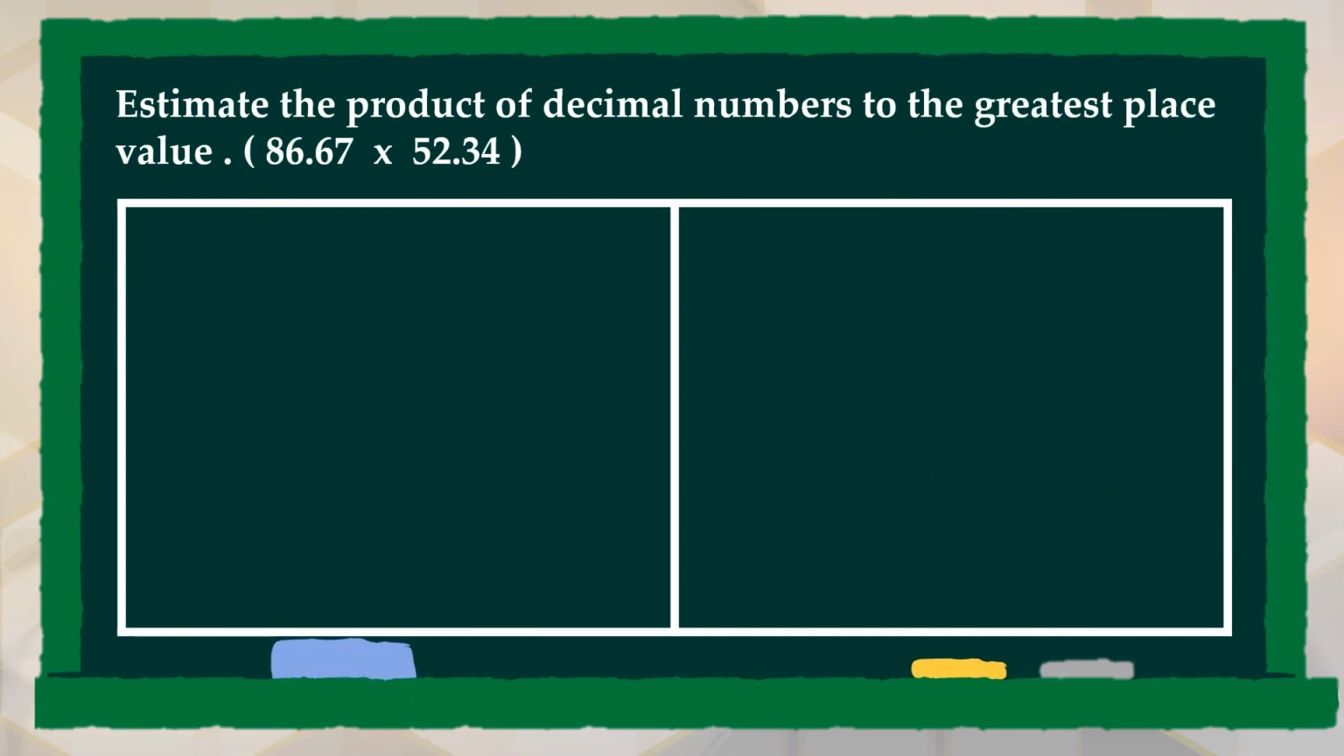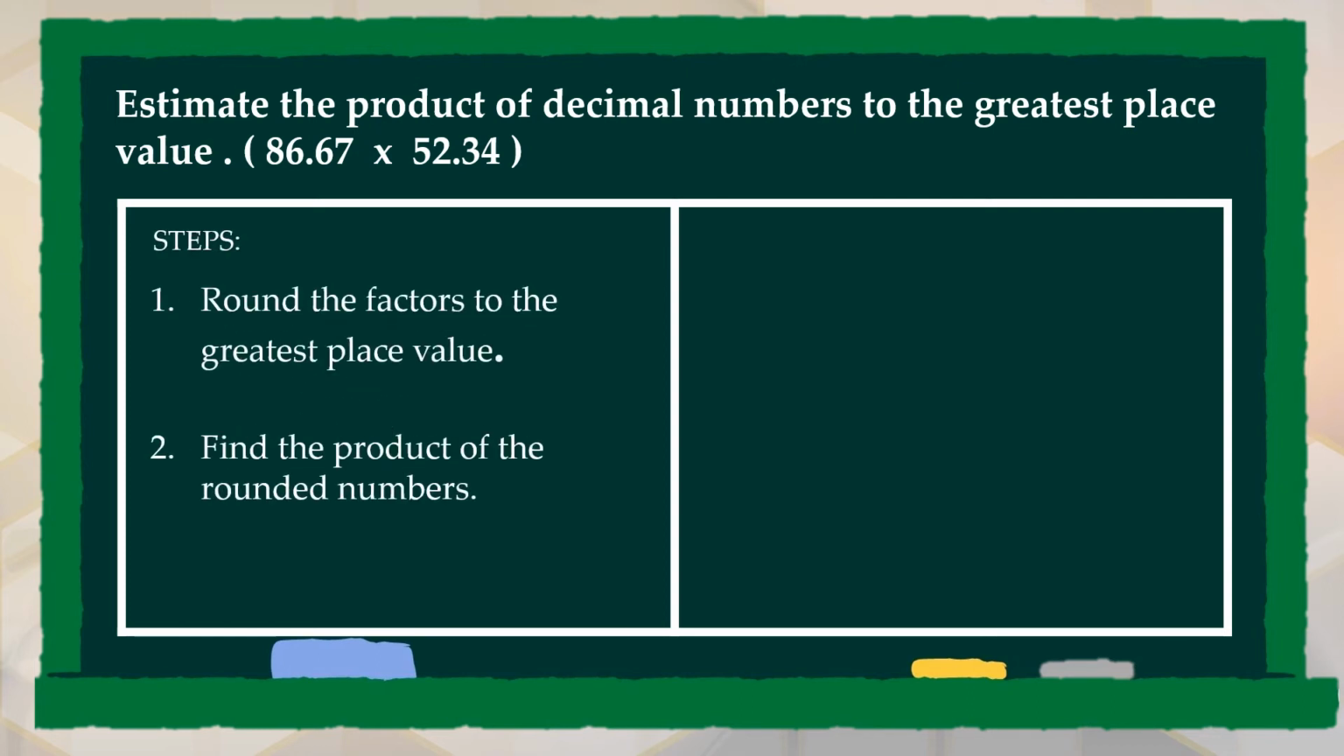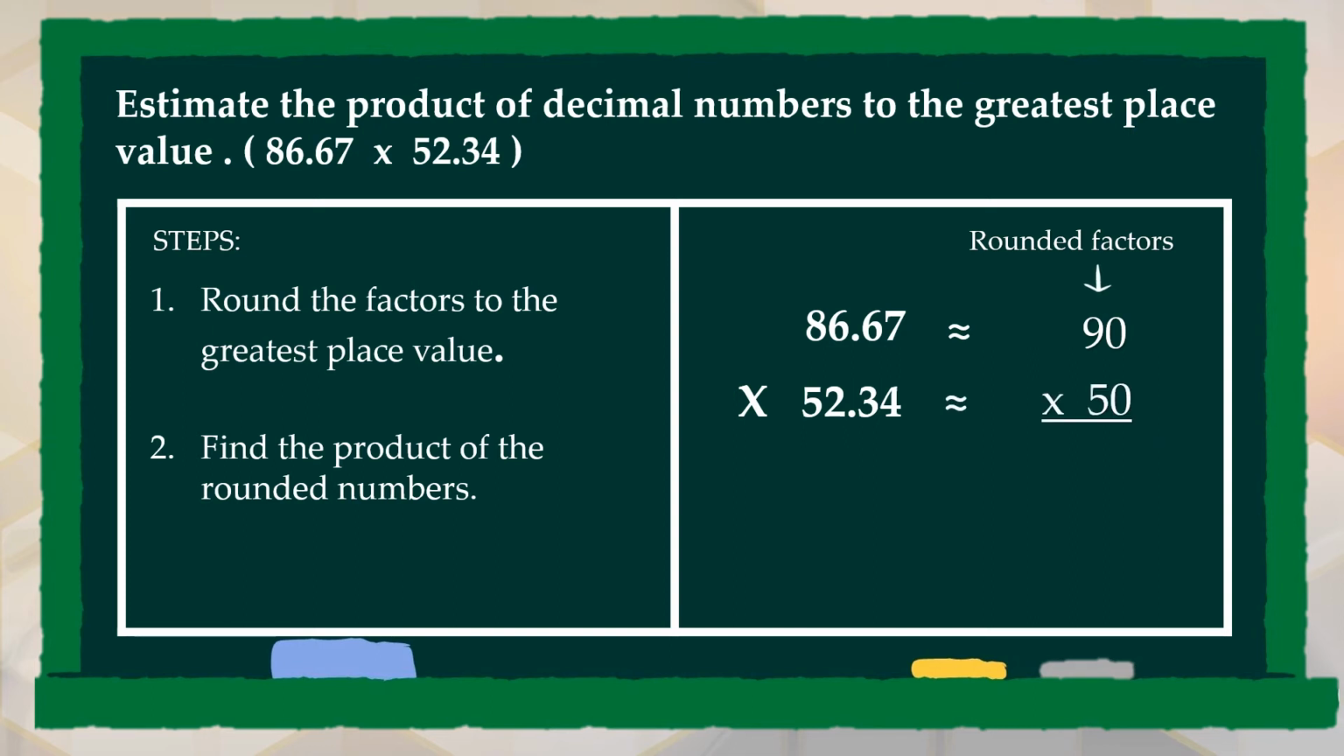Let us find the estimated product of 86 and 67 hundredths multiplied by 52 and 34 hundredths. We have to follow the following steps. First, round the factors to the greatest place value. So, 86 and 67 hundredths is approximately equal to 90, and 52 and 34 hundredths is approximately equal to 50.